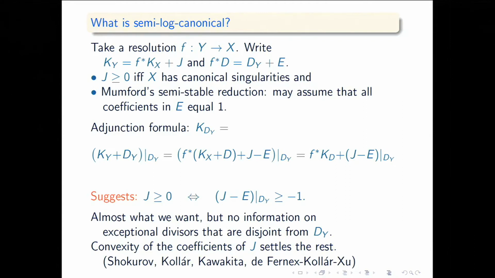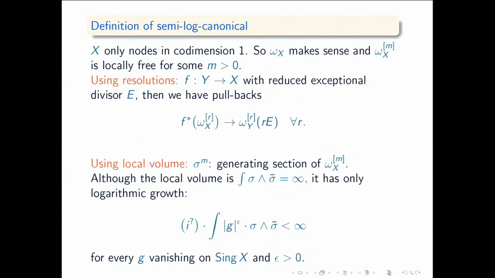So there was a weak form, I proved it some time ago. I think sort of the precise statement I need, it was done by Kollár. And in general, there are some very interesting convexity properties of the coefficients of this J that imply this.